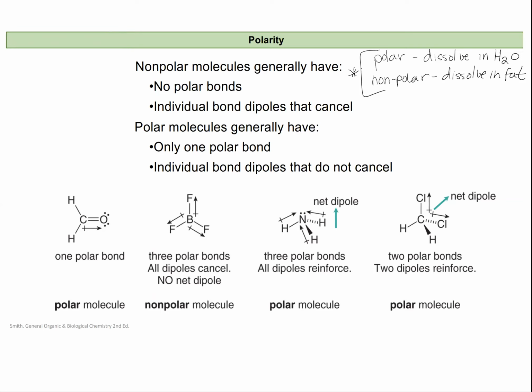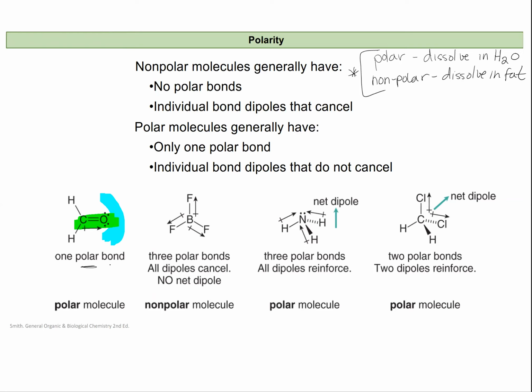And the first step is to identify your polar bonds and then assess if they all pull in opposite directions and cancel out. So here's an example. We've got our CH2O, and we just have one polar bond. It's between the carbon and the oxygen atom. And so there's nothing else happening in this molecule. And so we're going to see a disproportionate amount of electron density on this end of the molecule. And so this will be an overall polar molecule.